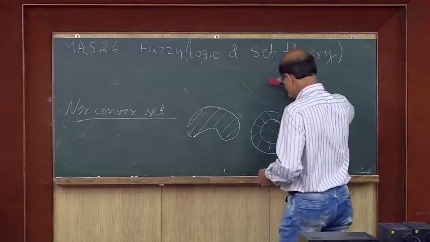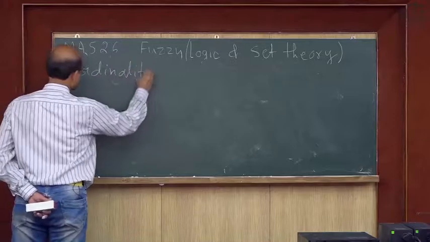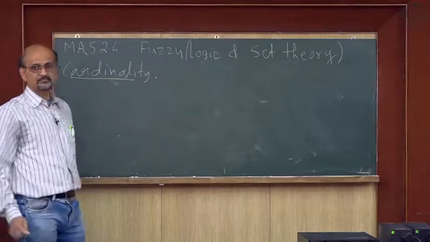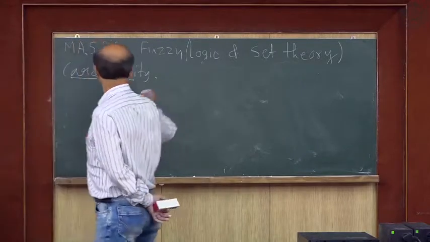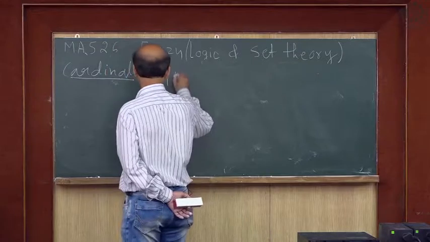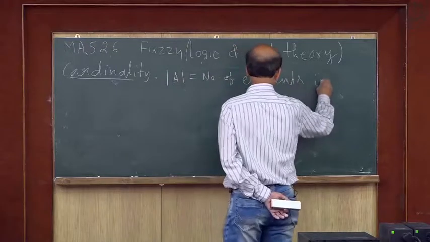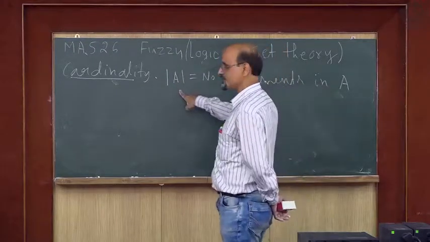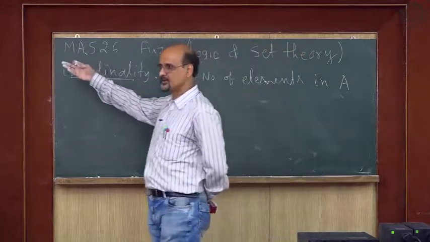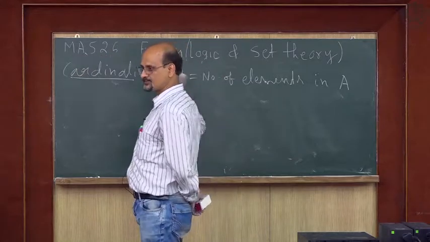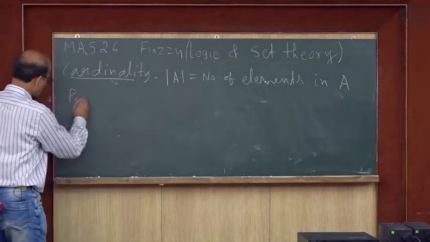Now, I hope you know what is cardinality. Cardinality of a set is the number of elements in the set. Okay. So, cardinality of A is the number of elements in A. If A is finite, then the cardinality will be finite. If cardinality is infinite, then the set is infinite. Okay. Now, from here I can also have the power set.